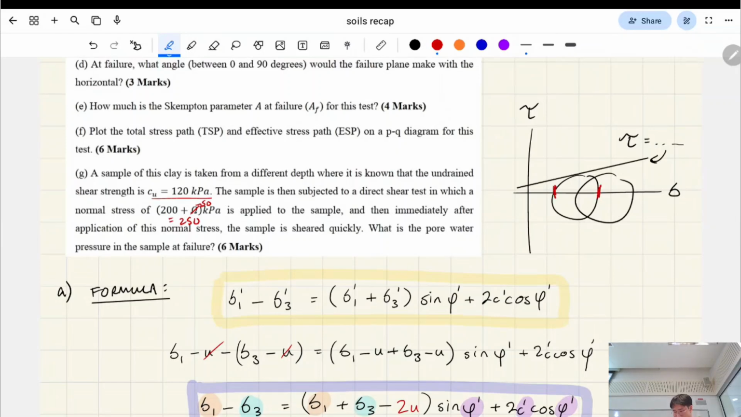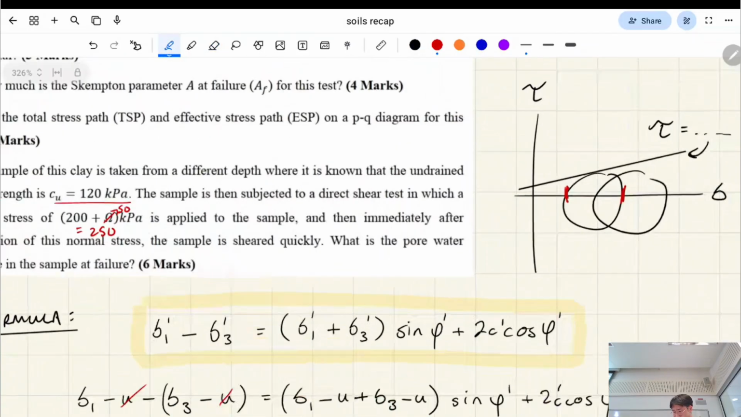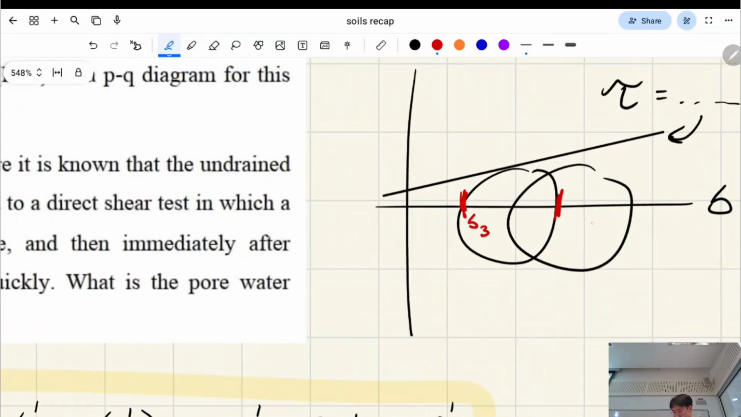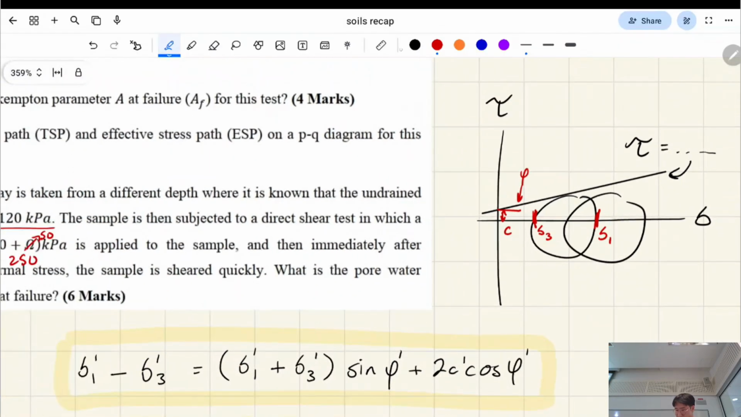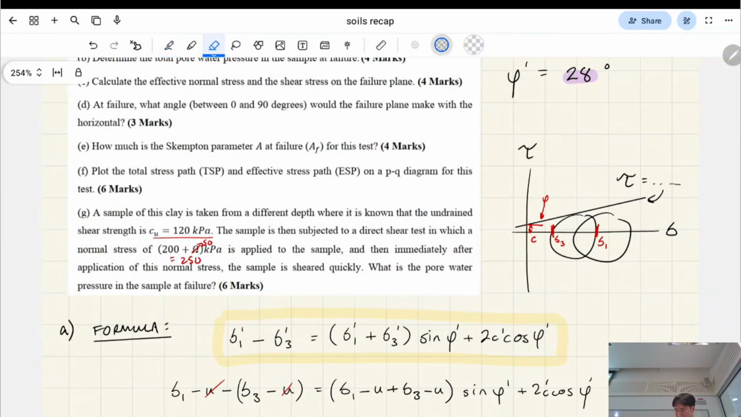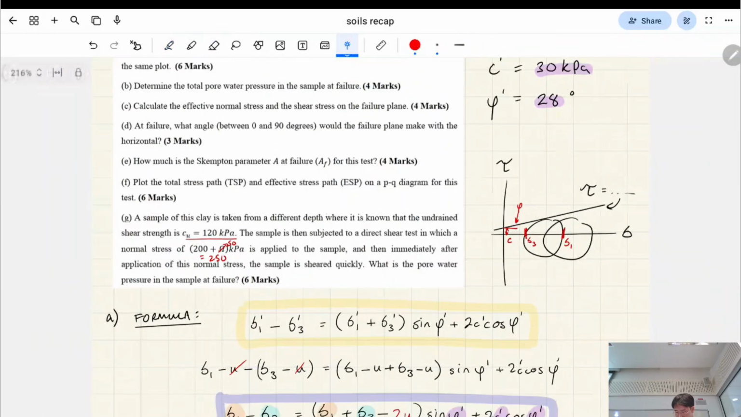Basically, they found this formula through this: this is sigma 3, this is sigma 1, this is your friction angle. And then this y-intercept to the start of the line, that's cohesion. Okay, that's where everything comes from. I'll leave that there for a moment.